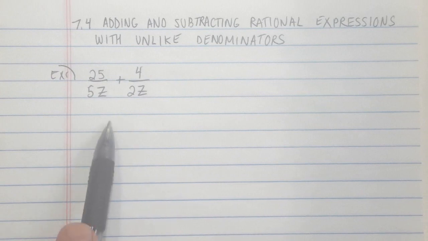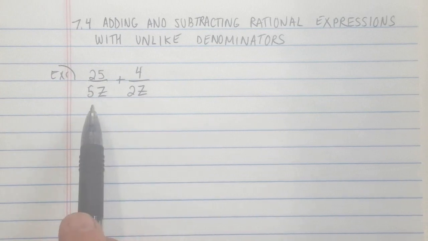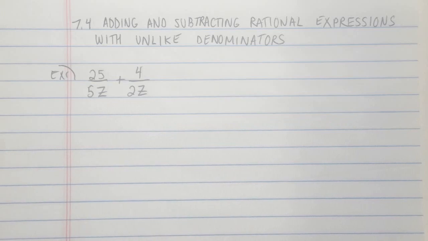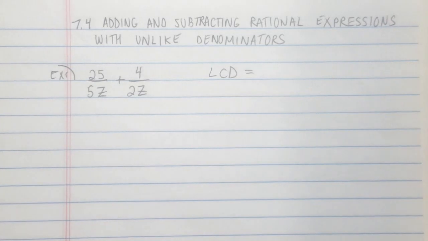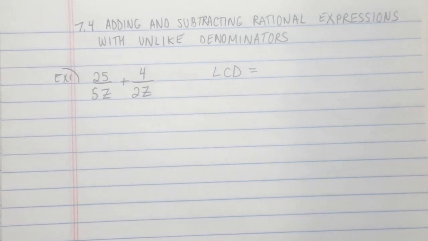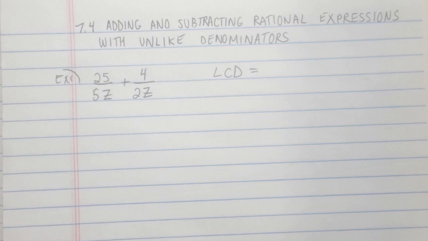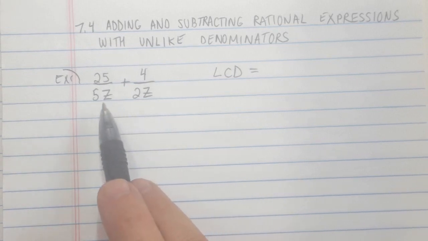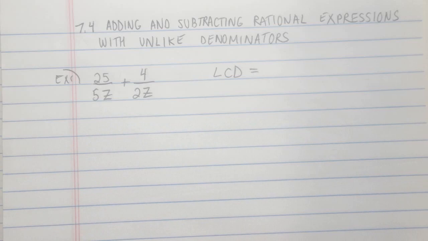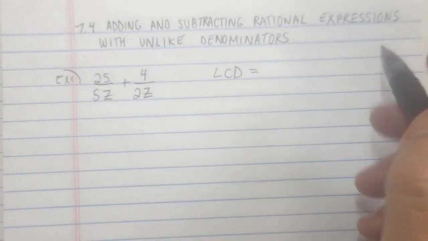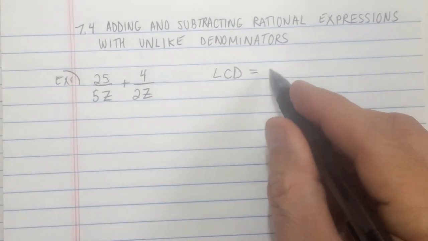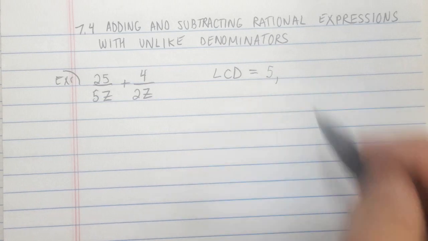So main thing to notice is these denominators right here are both different. So you have 5z and 2z. So what you want to do always, the first thing is determine what is my LCD, what is my lowest common denominator between 5z and 2z. We start with the 5 and the 2, the numbers in front of the variables. And you're thinking of those multiples, really. And remember, like I always say, start with the higher number.